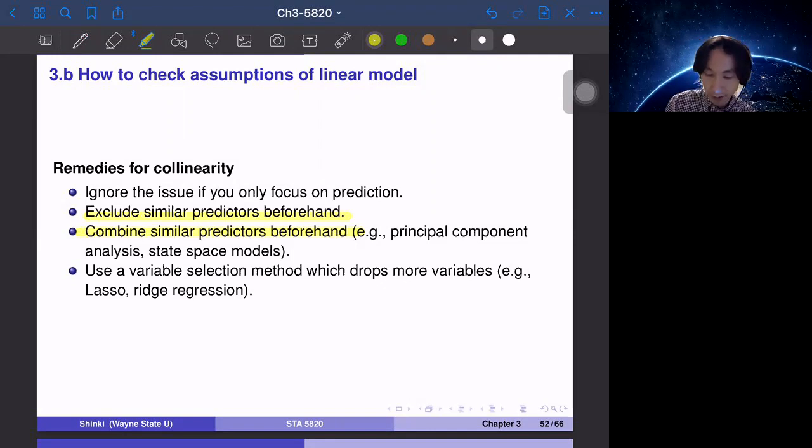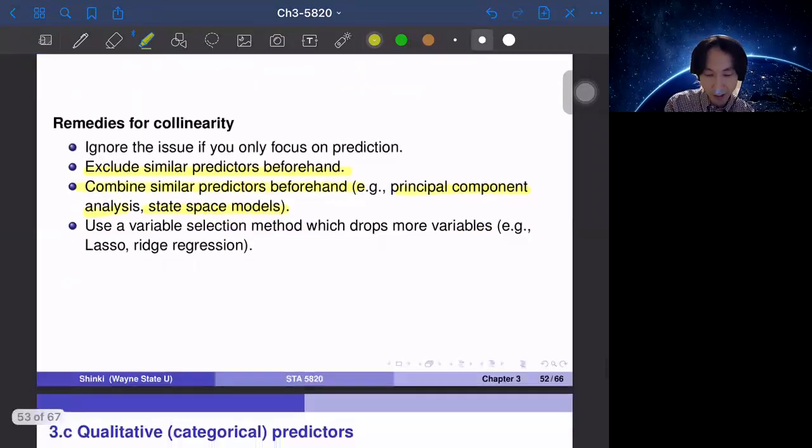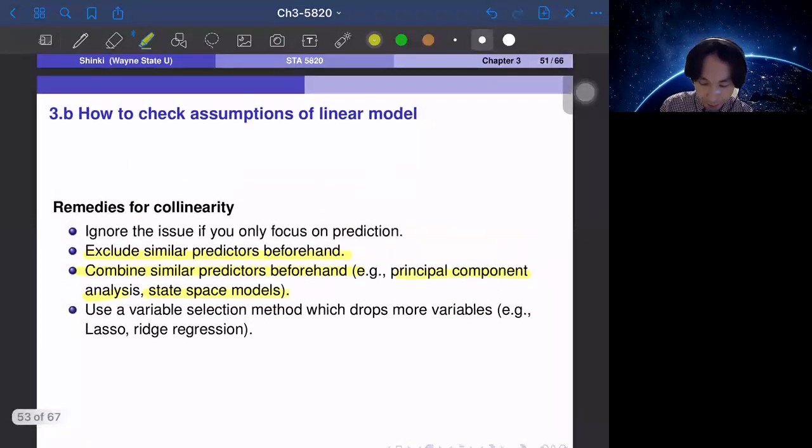To combine the predictors, we can use principal component analysis, or a little more advanced scheme, such as state space models, which use some Bayesian statistics to summarize the multiple variables.